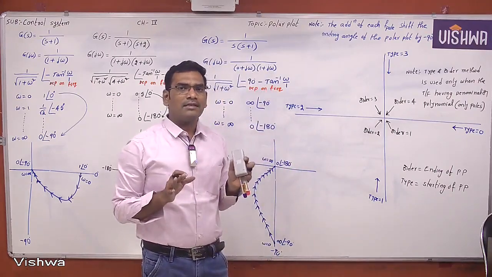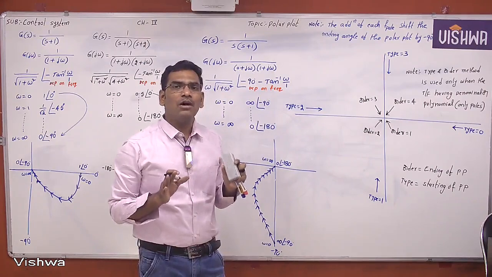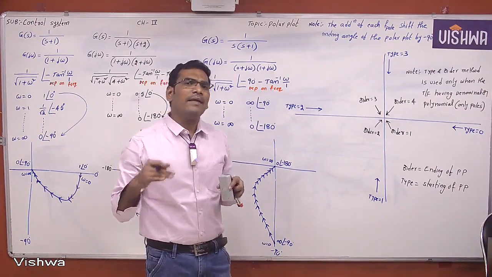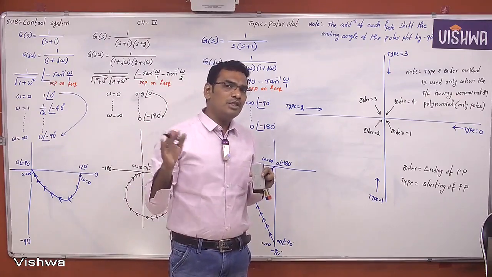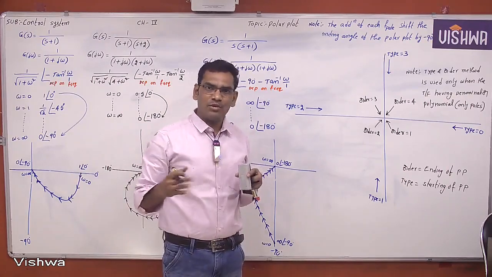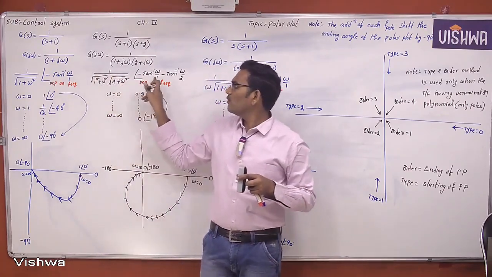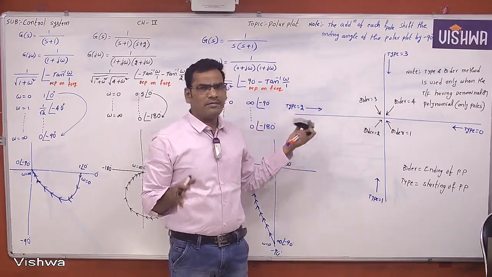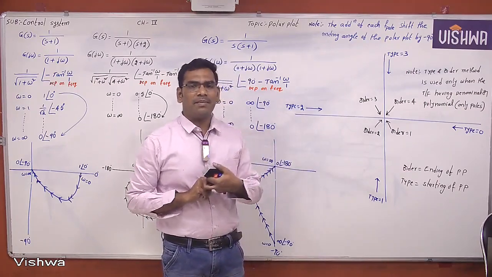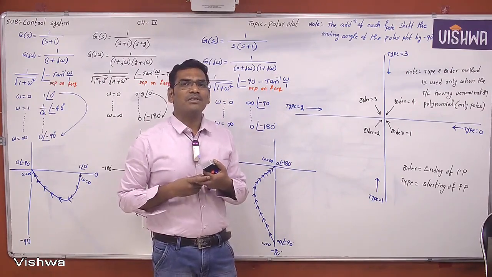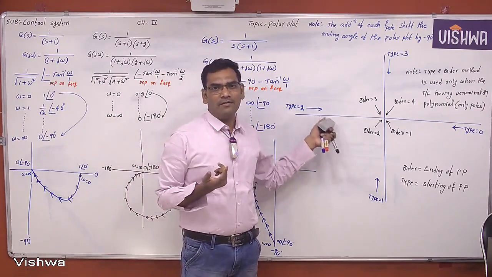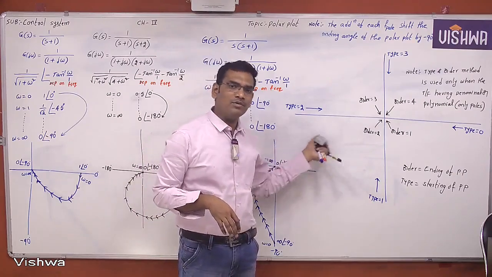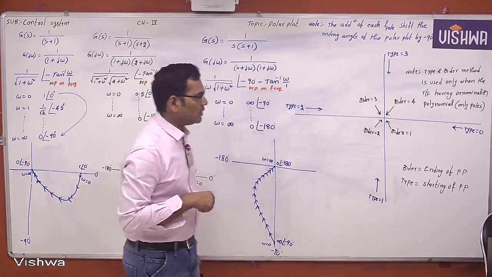Understand? This type and order concept is used only when the transfer function is having a denominator polynomial. If any numerator polynomials are also available, zeros are also available, don't use this method. Use your general procedure: magnitude, phase angle, omega 0, omega infinity. Understand? This is very, very important. Practical systems are nothing but systems where the number of poles is greater than the number of zeros. Definitely it will work. Okay, it is useful to you. So if it is only denominator, you can use this shortcut method straight away.